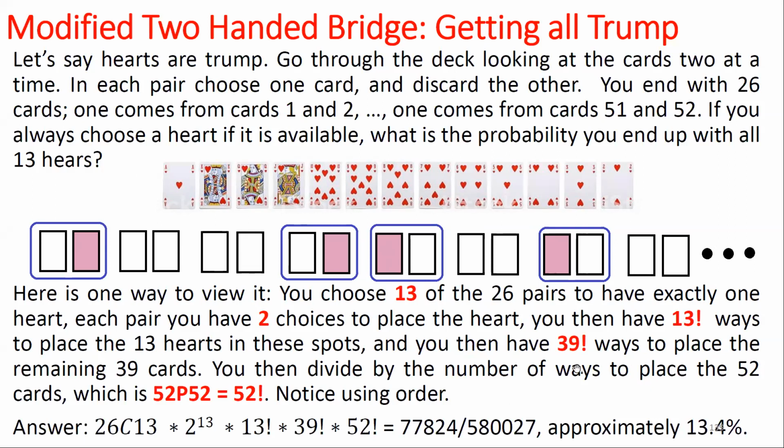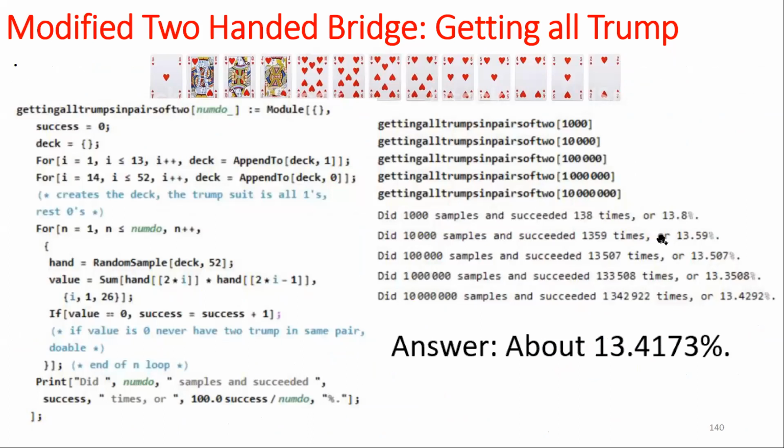We have 39 cards left over in 39 spots. There are 39 factorial ways to place them. And then how many ways are there to place the 52 cards? Since we're doing it with order mattering, it's 52 factorial. And so if we look at it, it's 26 choose 13 for choosing the 13 pairs of the 26, times 2 to the 13, choosing the spots, times 13 factorial for arranging the hearts, times 39 factorial, and then that should be divided by 52 factorial, and we get approximately 13.4%.